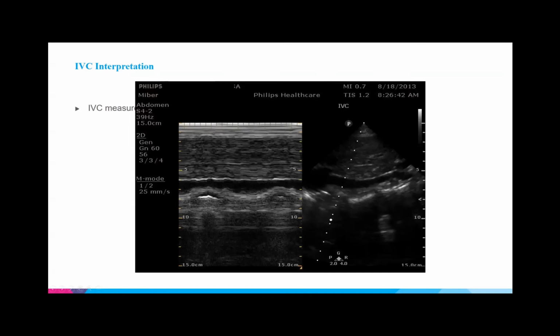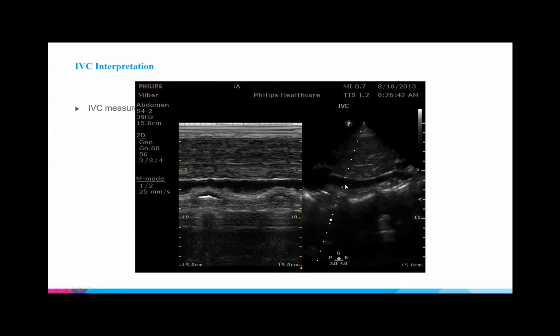So this is just showing how you would calculate IVC diameter using the M mode. If you have a good view of the IVC, and this is again flipped, the heart is here, and then the IVC is draining in towards the right atrium. And so you have your IVC, you have your M mode line set up here.